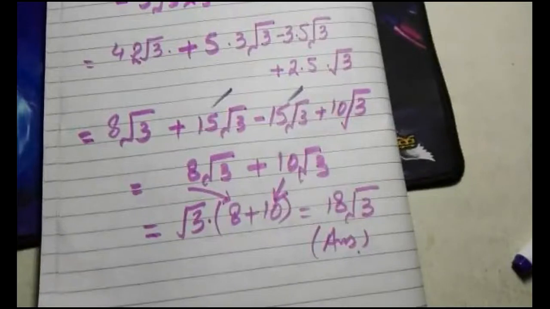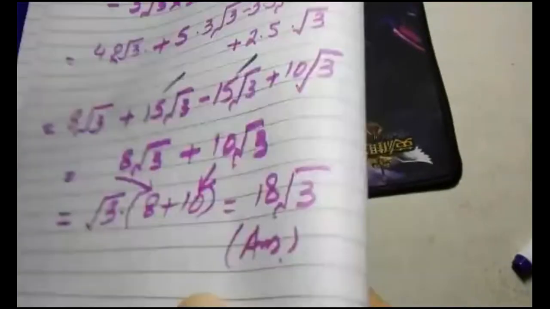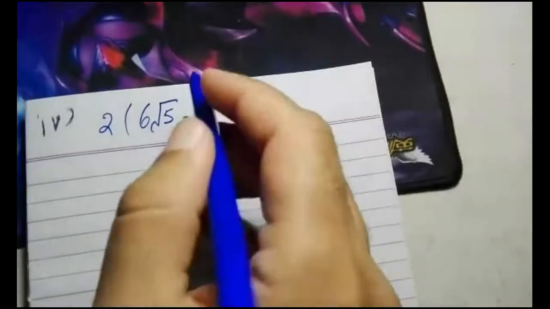Let's see another part from this, part number 4 of the same question. It is about 2 times (6 times under root 5 minus 3 times under root 5). It is a question.